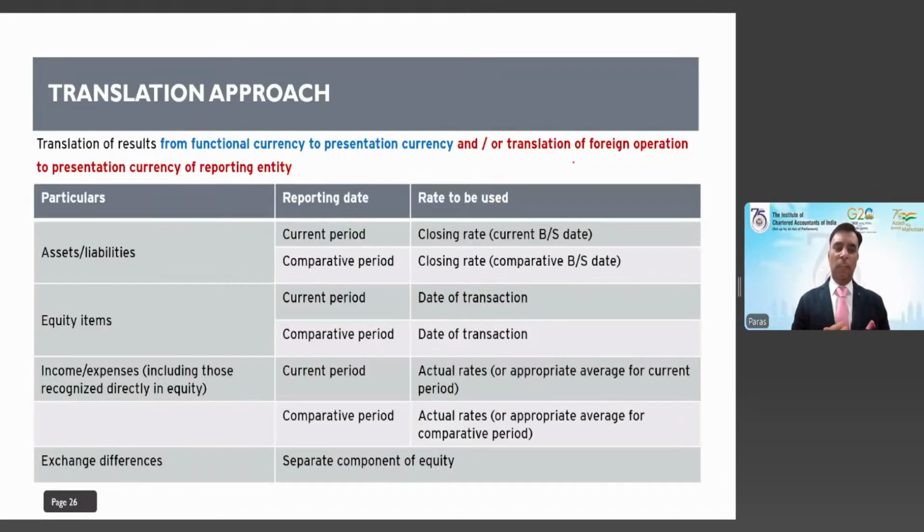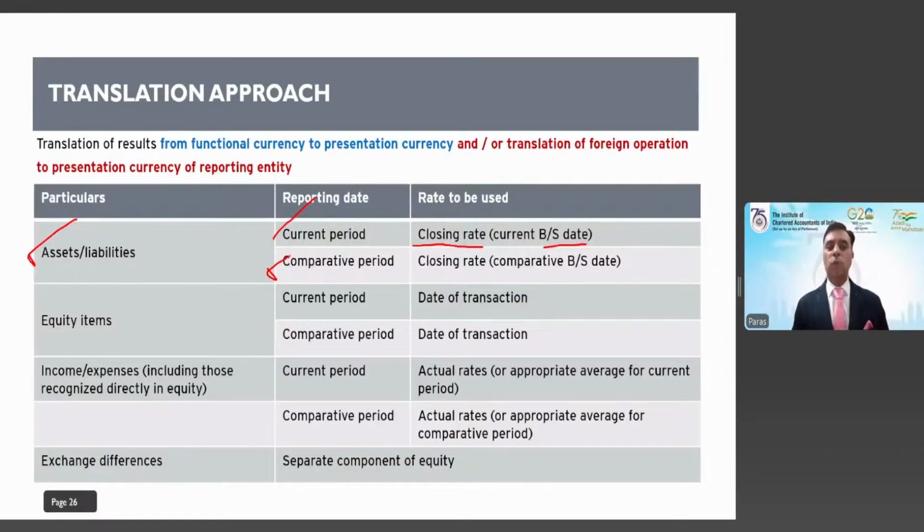So what does the standard say? First, it says all the assets and liabilities will be translated at the closing rate of the balance sheet date. For the current period, you will consider the closing rate of the current period. For the comparative period, you will consider the closing rate of the comparative period. Now, I have seen a lot of people making mistakes here.